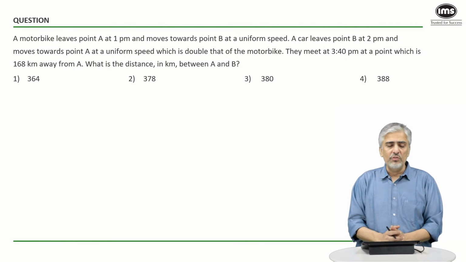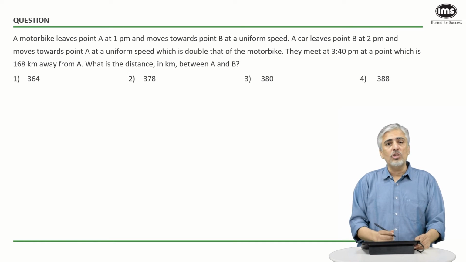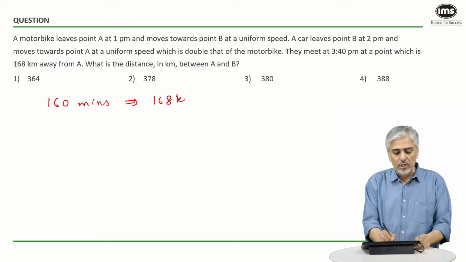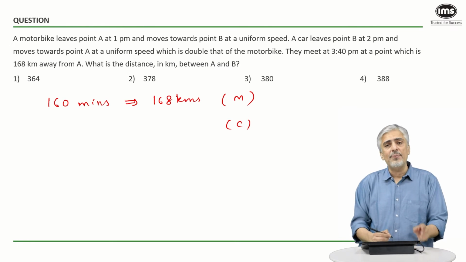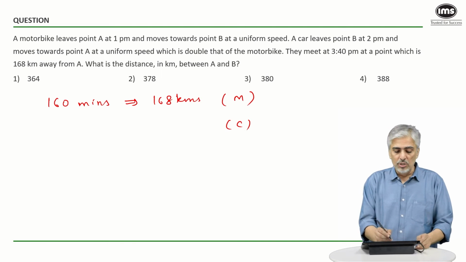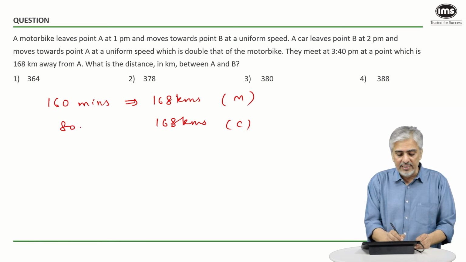The second approach for this question would be, let's first work out what happens in what time. For the motorbike, can I say it traveled for 160 minutes and covered a distance of 168 kilometers? Now tell me what would happen for the car if it had to cover 168 kilometers. How many minutes would it take? I know the speed is double. If the speed is double, it should take half the time. So the car for 168 kilometers would have taken only 80 minutes, right?